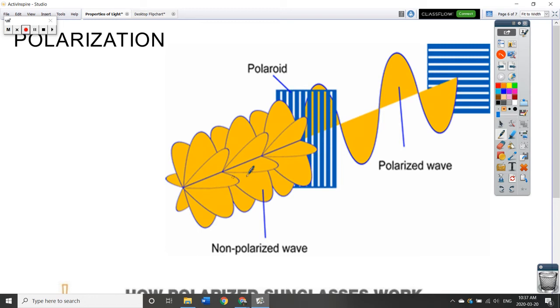So this polarized wave is striking this filter, and it only allows vertical light to get through. As this vertical light travels on, if it were to hit another filter that's oriented the other way, perpendicular, now no light is going to get through that filter, because there are no horizontal light waves that can get through. So on the other side, it would be very dark.